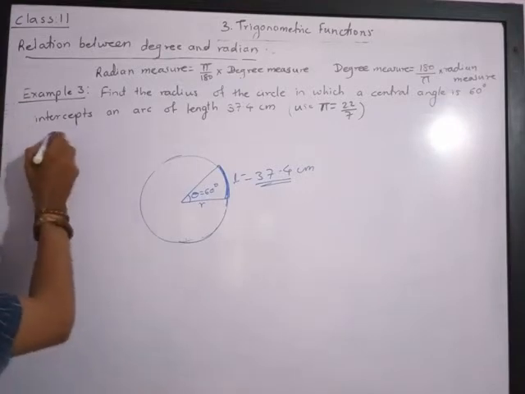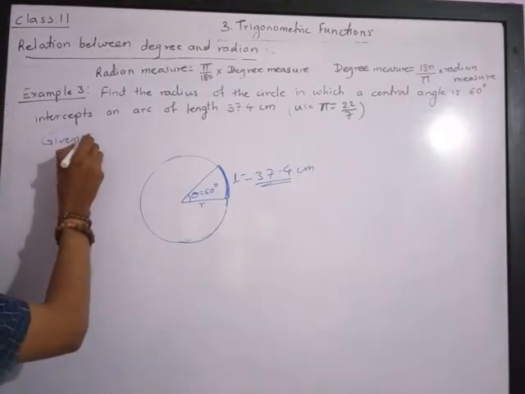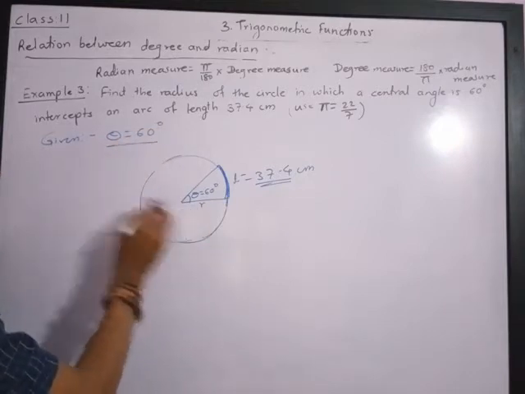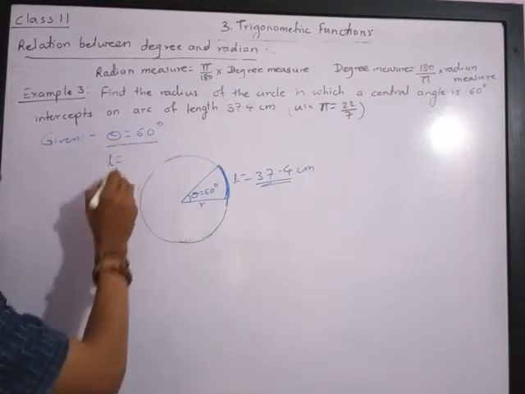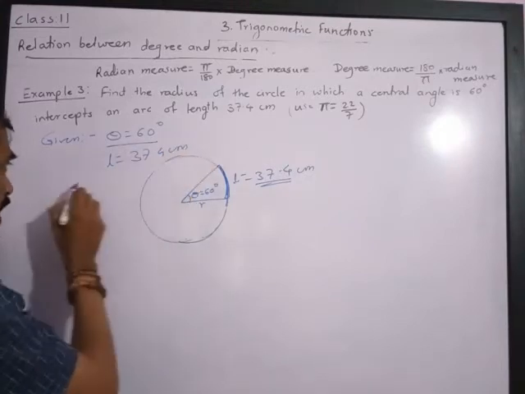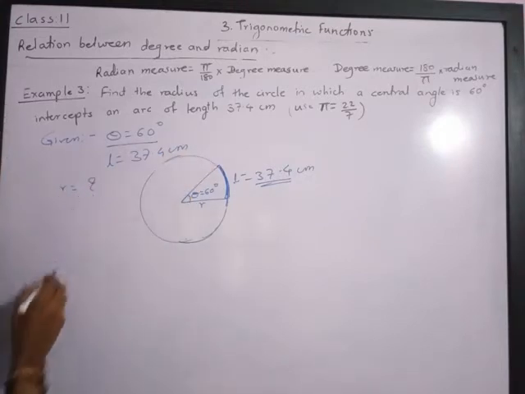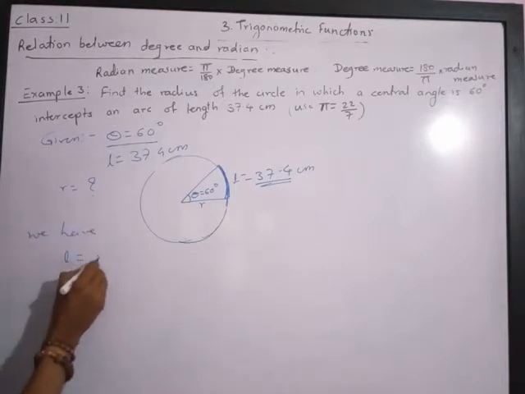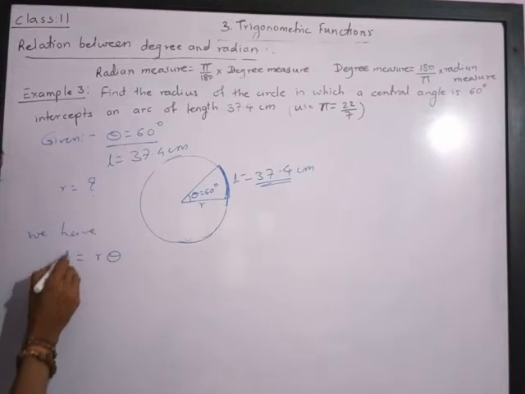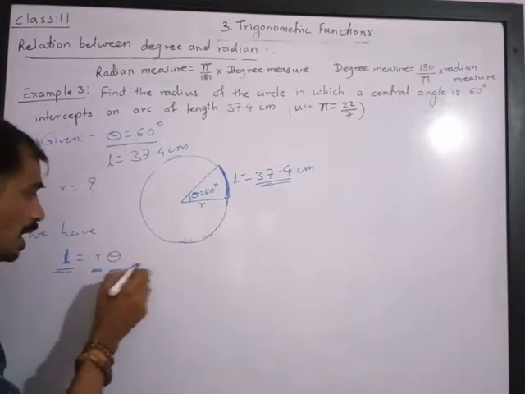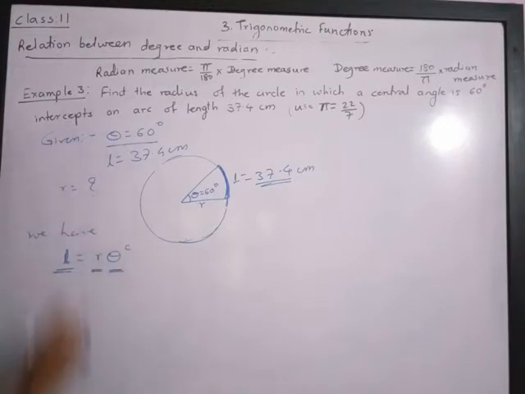Now let us write the given things. Given is theta equal to 60 degrees, and the arc length is 37.4 centimeters. We are asked to find the radius. But please note, in order to use the formula, we want theta in radians. We have the identity L equals r theta. The length of the arc is equal to the radius multiplied by theta in radians. This must be in radians, but we are given 60 degrees.